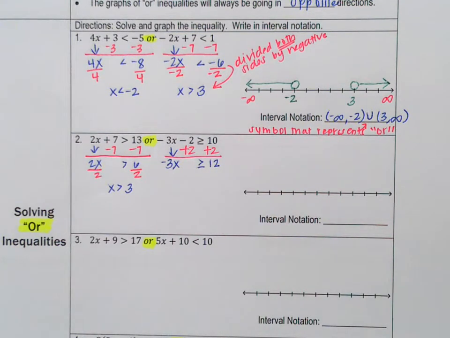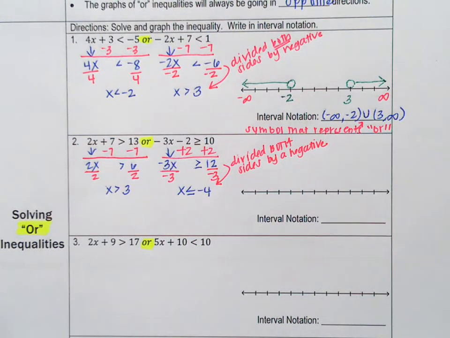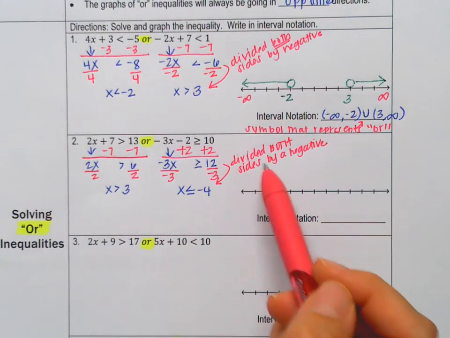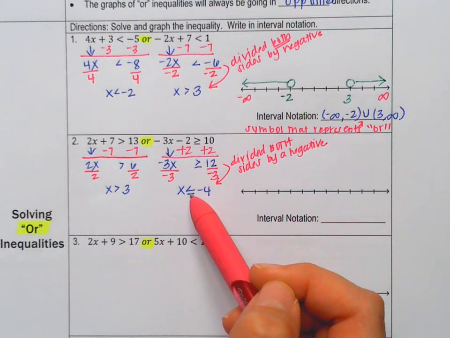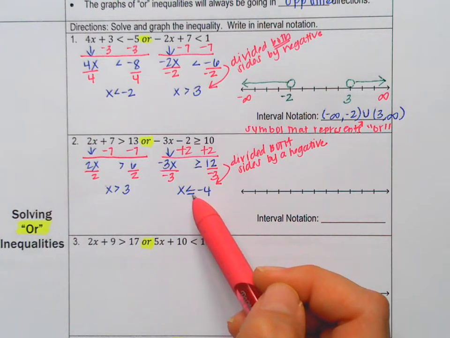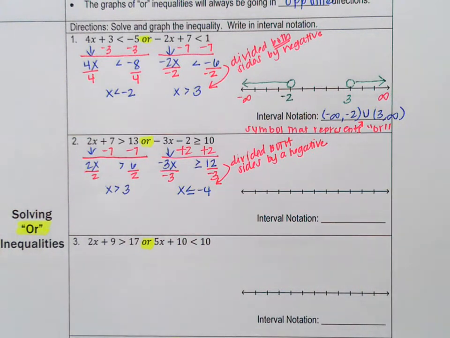Then I'm going to keep going. So you had to be careful here because to get x by itself, we had to divide both sides by a -3. And again, when we divide both sides by a negative number, we have to flip the inequality symbol. So it becomes x is less than or equal to -4. So then we're going to graph those.